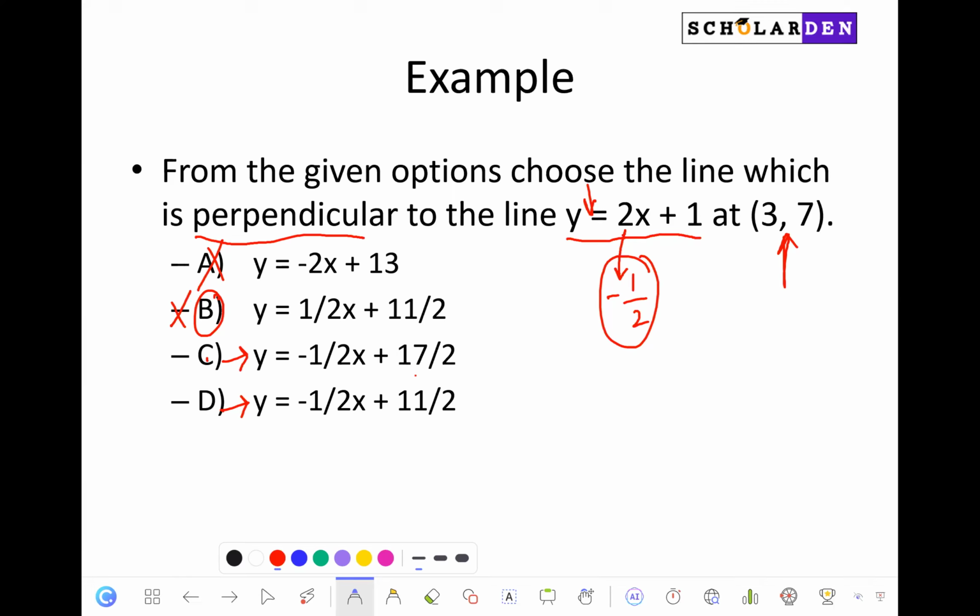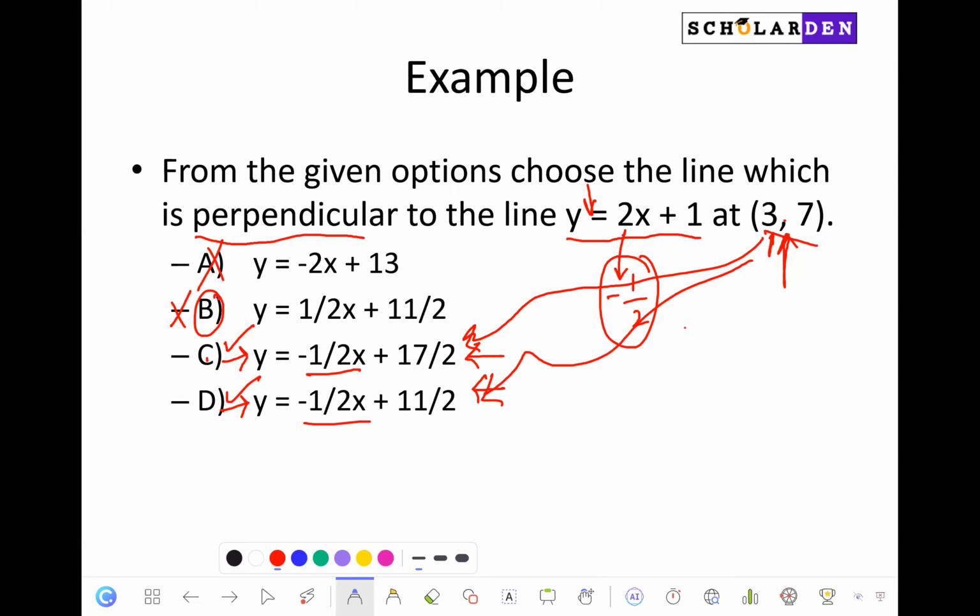So what we want to find out is whether this point lies on either this line or this line. We have identified that this is a valid option because the slope is perpendicular. This is also a valid option because the slope is perpendicular. But whether they intersect with this line at this point, that remains to be seen. So how do we do that? We plug in these coordinates in either this or this line.